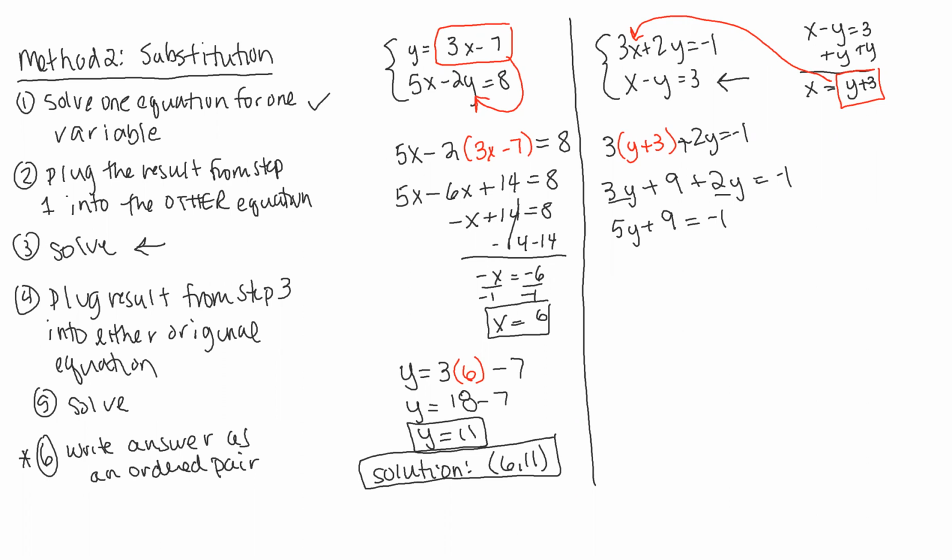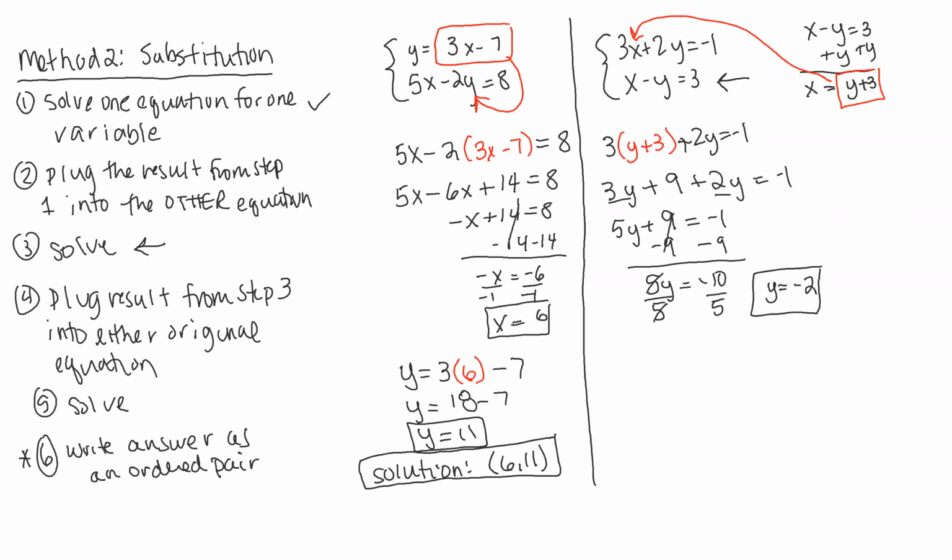I want to get the 5y alone, so I need to subtract 9 from both sides. The 9's cancel. That gives me 5y = -10. Divide both sides of the equation by 5. The 5's on the left cancel to become 1, 1 times y is y, and then -10 divided by 5 is -2. All right, so that's my y coordinate.